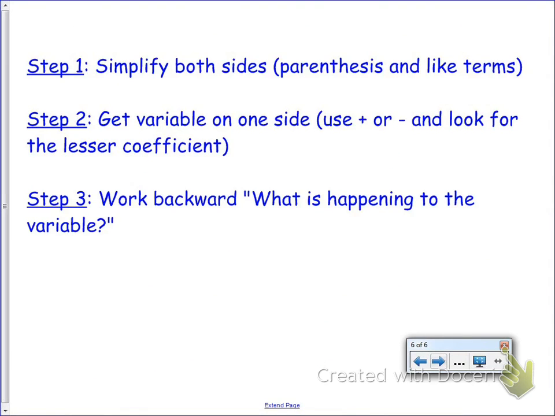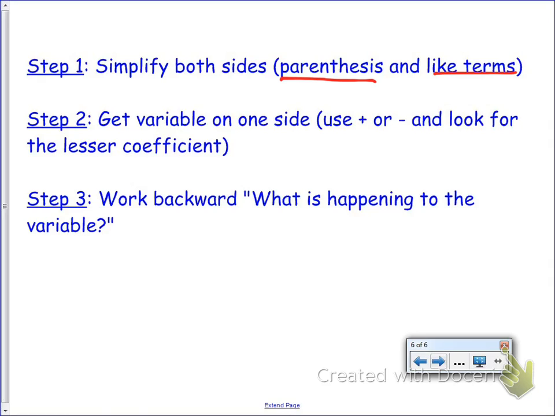So here are my general steps. If you'd like to write these down in your notes, step 1, make sure that both sides are simplified. If you have parentheses, use the distributive property. If you have like terms, combine them. That's what part of our lesson was about, so make sure you do that first.